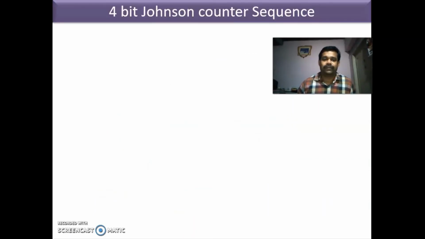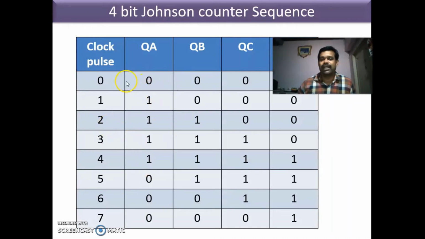Now this is the sequence. Initially all are 0. Then the output of the first flip flop becomes 1, because the complement output of the last is nothing but 1. So it will be given as an input to the first stage. So the output of the first flip flop will be 1.